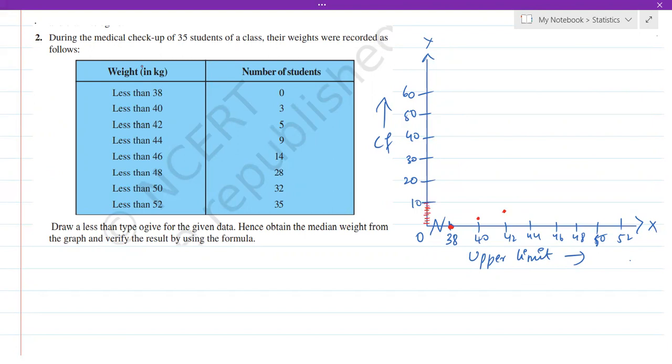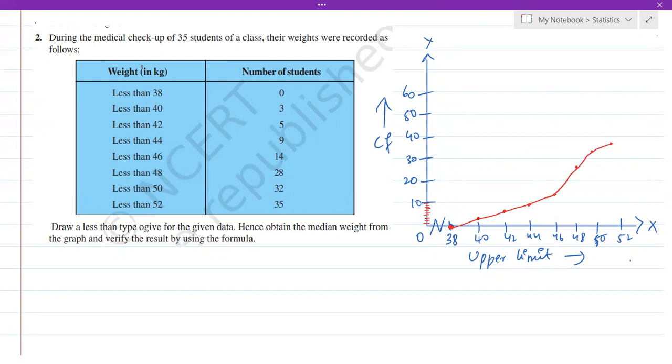Okay. So 44 and 9, very close to 10, somewhere here. 46 and 14, somewhere here. 48 and 28, somewhere here. And 50 and 32. And 52 and 35, somewhere exactly here. This is a rough graph that I plotted. If you plot it in a graph sheet, you will definitely get a good graph. Remember, we are not supposed to use a scale.